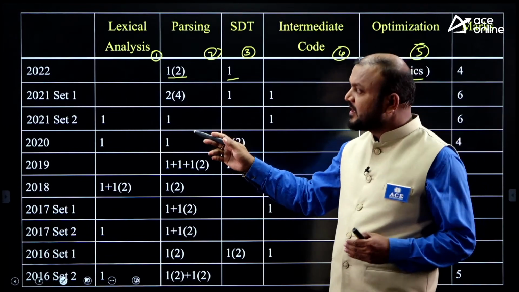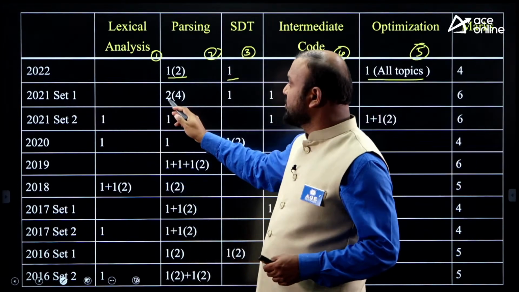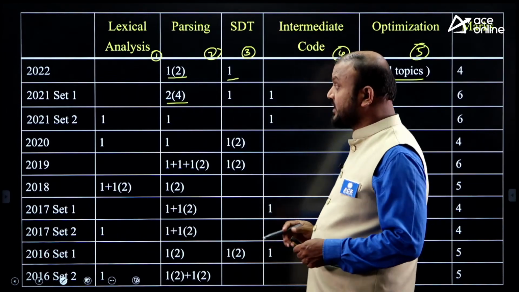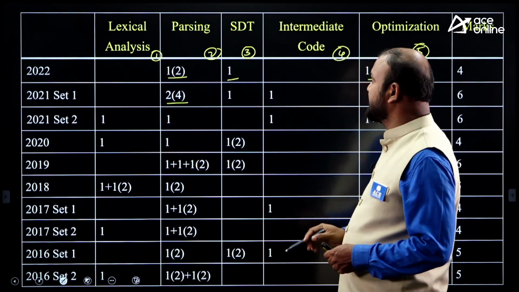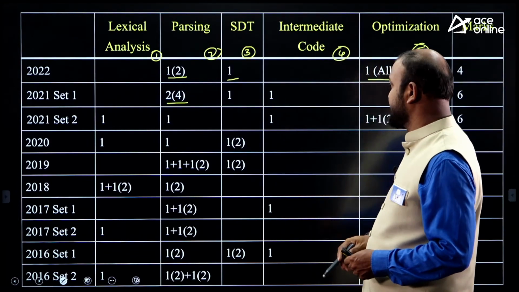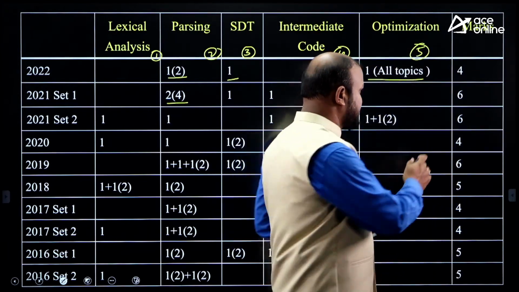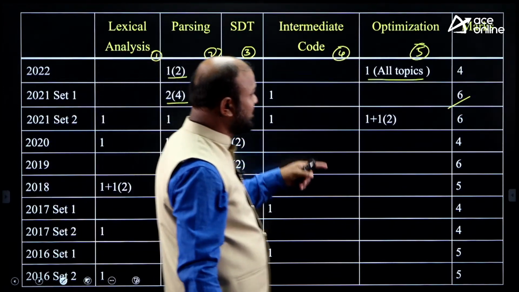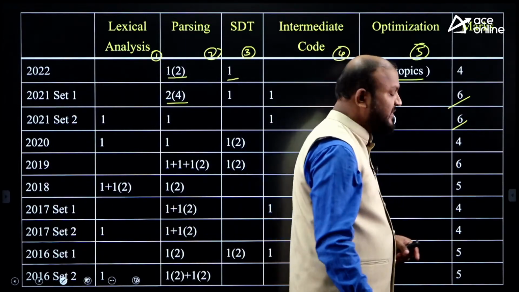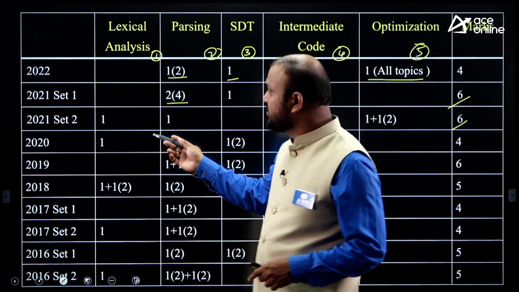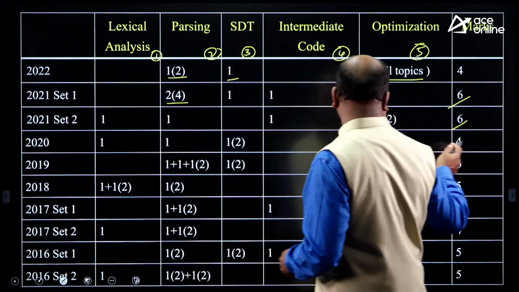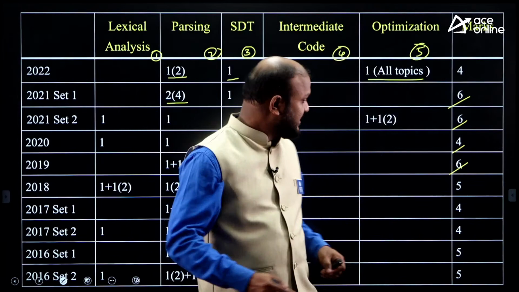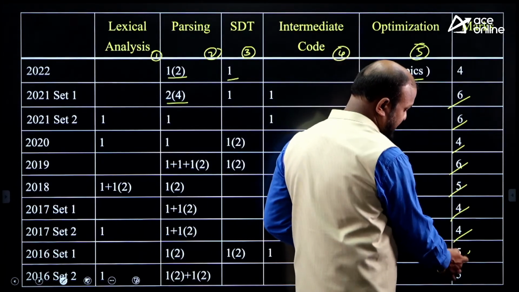And look at 21, there are 2 questions of 2 marks from parsing, so totally 4 marks from parsing, and 1 mark from syntax directed translation, 1 mark from intermediate code generation. Totally, 6 marks were asked in the 21 papers, in both the sets, set 1 and set 2. In 2020, we have 4 marks, 2019, 6 marks, 2018, 5 marks, 4 marks, 4 marks, 5 marks, 5 marks.